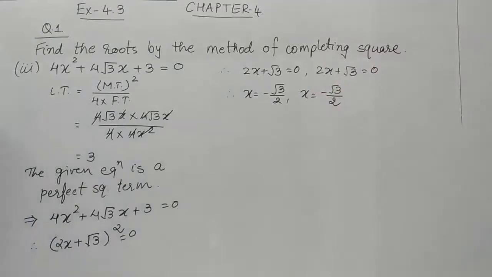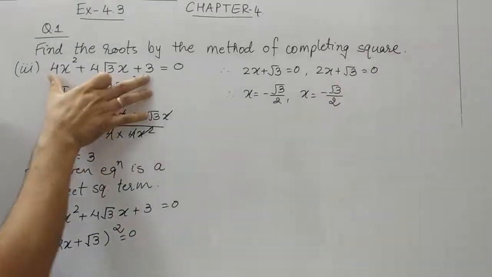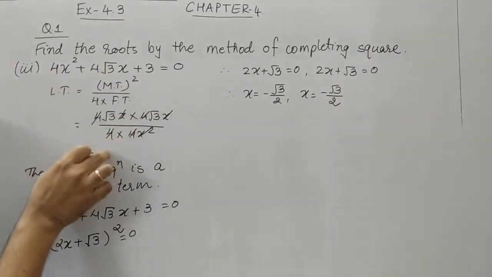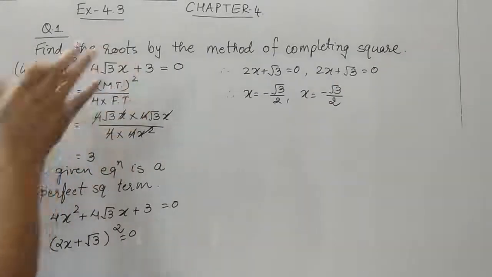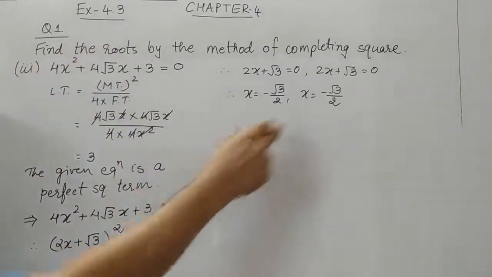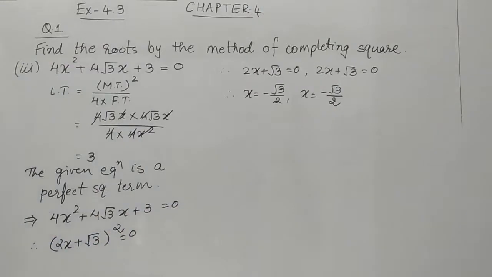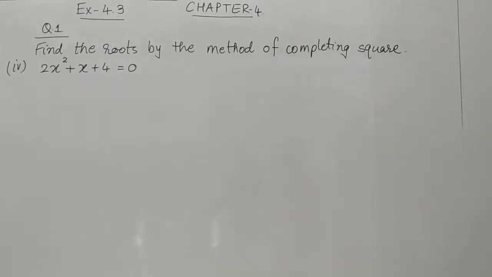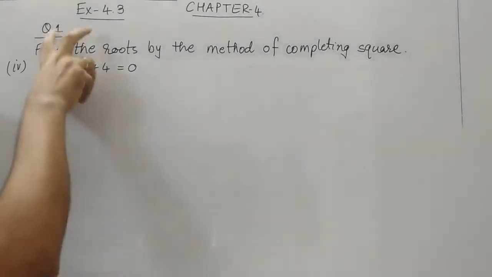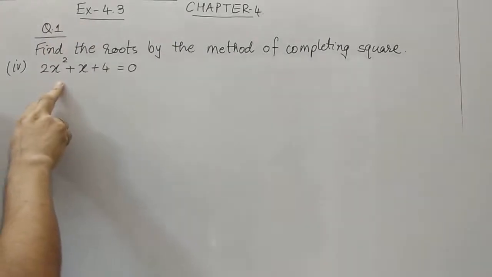So remember students, whenever the question given is itself a perfect square trinomial, then the roots that we get will be equal. You should remember this. Let us do the last question of this exercise, question 1, the last number, the 4th one.